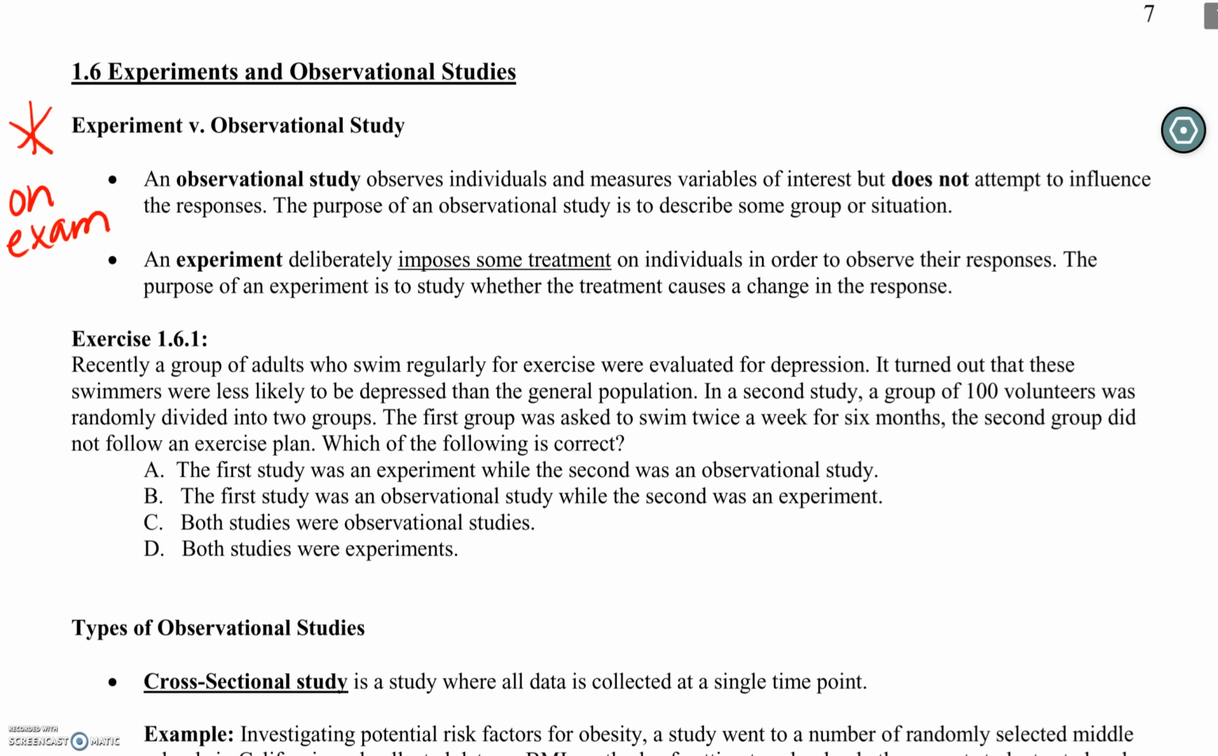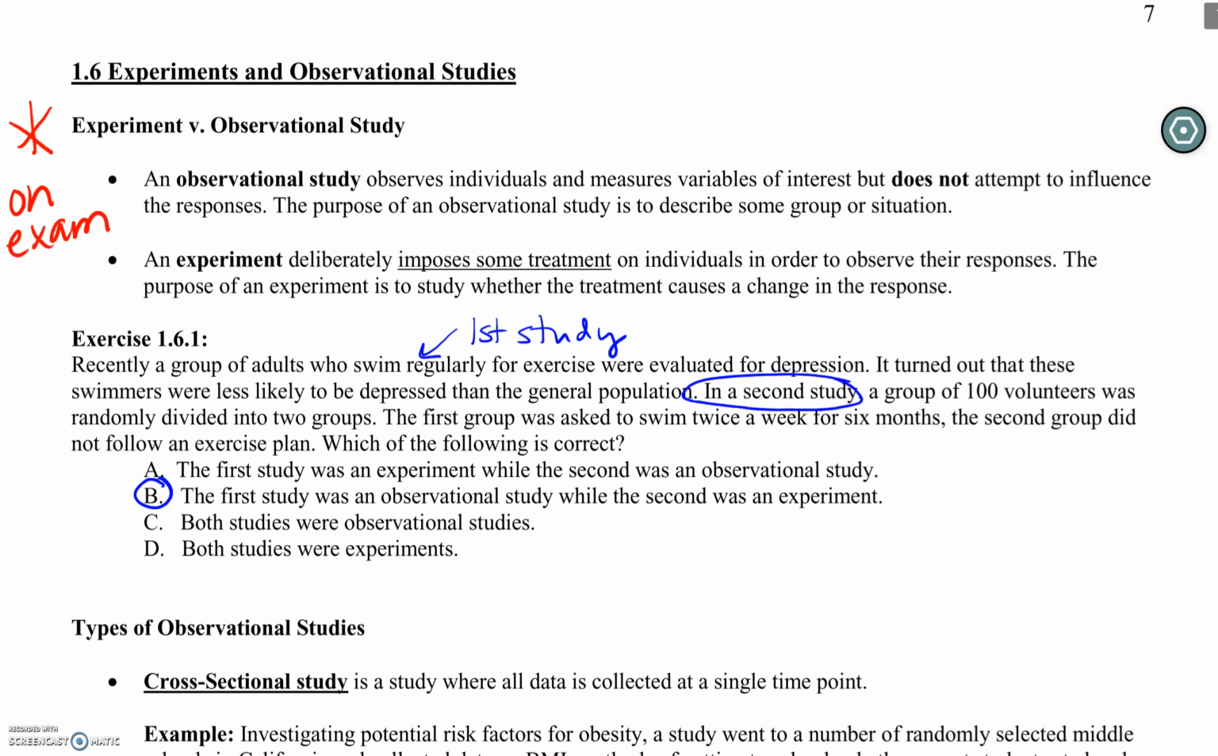All right, so the answer to 1.6.1 should have been B. If you chose A, let me show you where you got tripped up. So we were told that a group of adults who swim regularly was evaluated for depression, and it turned out that these swimmers were less likely to be depressed than the general population. That was the first study. All we did was see people who swam regularly. We didn't tell them to swim. So this first study was an observational one.